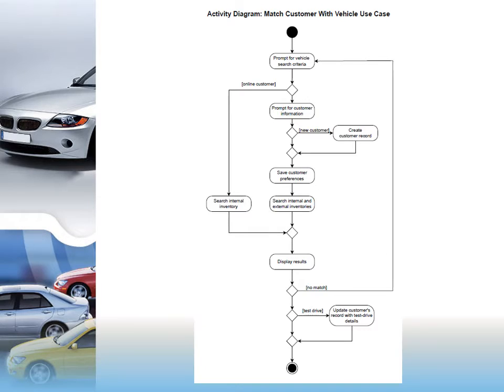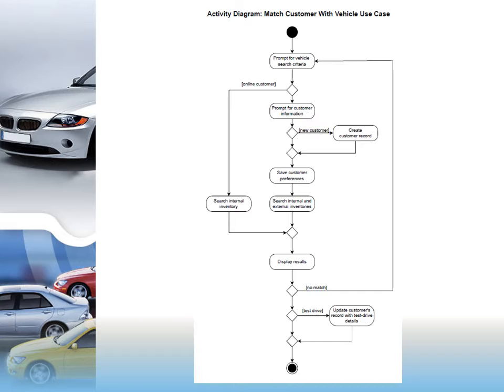In the activity diagram for the match customer with vehicle use case, we have prompt for vehicle search criteria right after the initial node to start the process. We can see a decision node to separate the normal flow for the salesperson's activities from the subflow that represents the online customer's activities. Let's continue with the normal flow for the next action, which is prompt for customer information. We again come to a decision node to create a path for the alternate flow that helps create a record if the customer doesn't have one in the system.